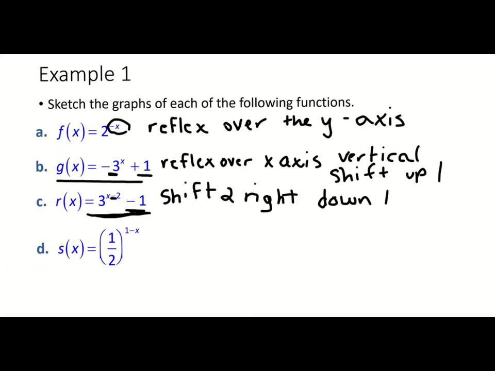All right, and then D. We have s of x equals 1/2 to the 1 minus x power. Now, really, they did 1 minus x. We can think of it this way. You can, if you want, rewrite it. Make it negative x plus 1. I think it's a little bit easier to read. Because you have that negative x, and the negative is with the variable, not with the 1/2. That means we are going to reflect over the y-axis.